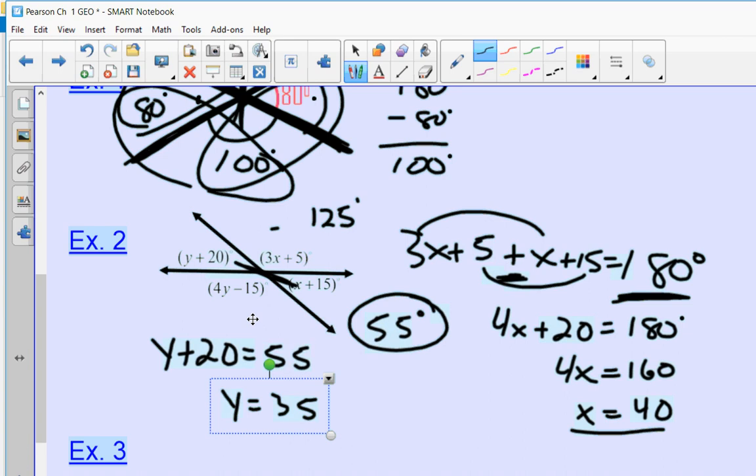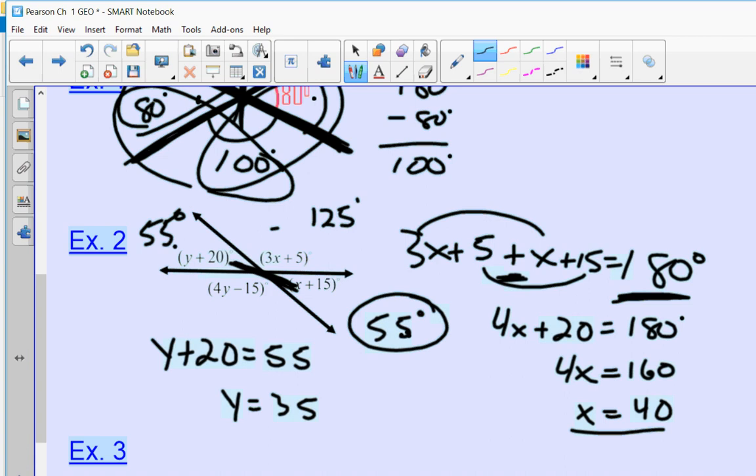So hopefully you followed that. And I chose that specifically. I'll explain why I did it that way in a second. But I have to check my answer here. If I take the 35 and put it back in for y up here, that gets me 55 degrees. And this angle over here is 55. So remember, vertical angles are supposed to be equal, are they? And they are. Okay.